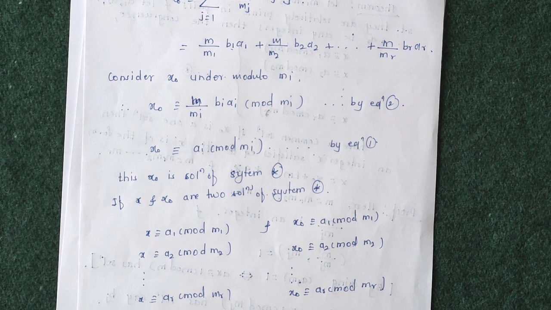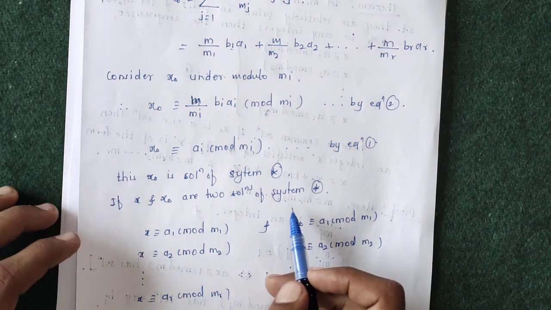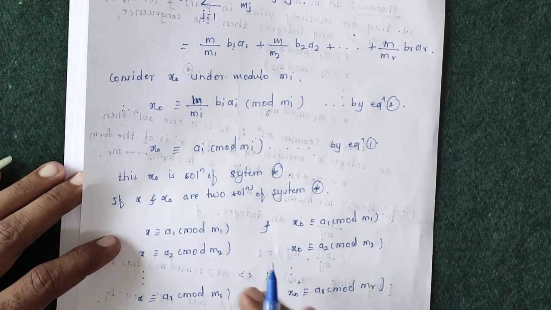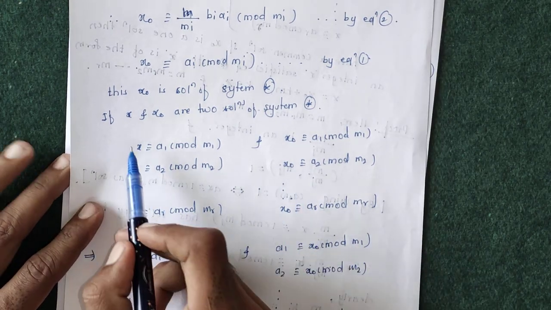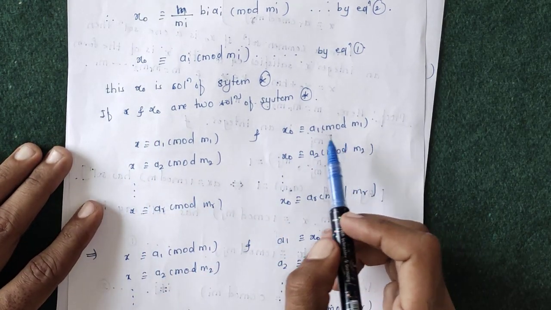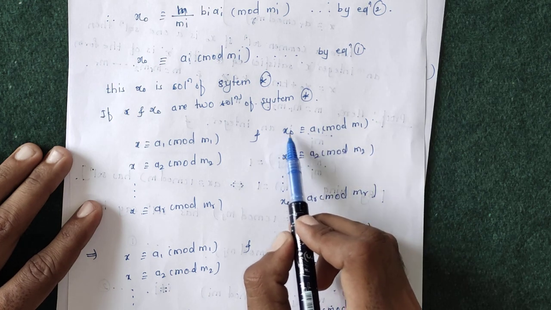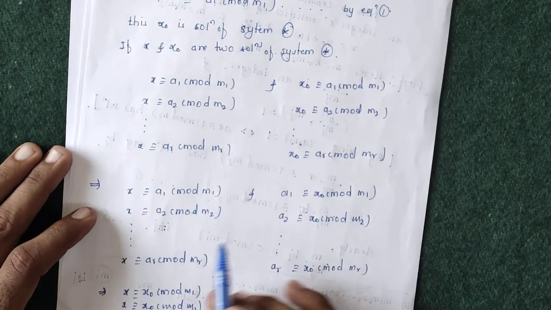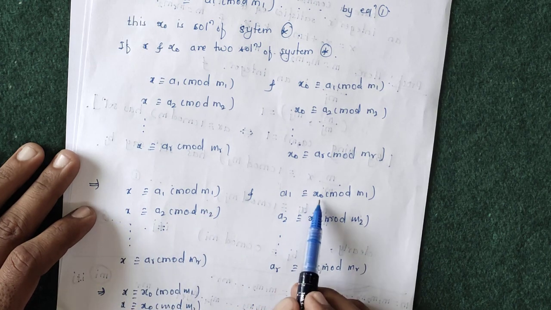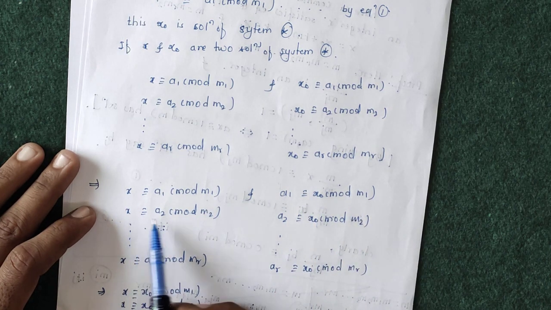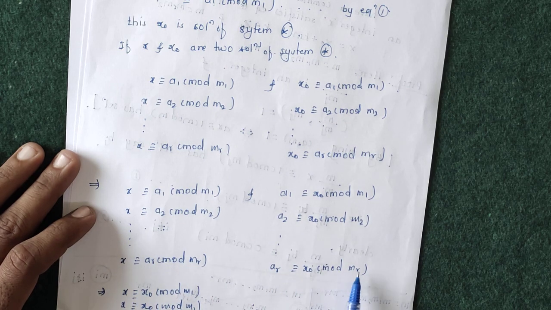And now we prove that the other solutions of x are of the form x naught plus km. To prove this, we take x and x naught as two solutions. Since these are two solutions of that system, these two solutions satisfy the system. So here x satisfies the system, x naught satisfies the system. So using the result, if a is congruent to b mod m then b is congruent to a mod m, we get this. And using transitivity, we can write x is congruent to x naught modulo m1, x is congruent to x naught modulo m2, x is congruent to x naught modulo mr.